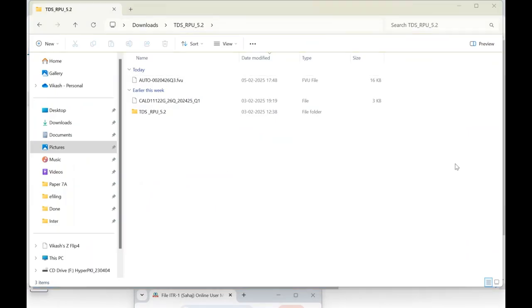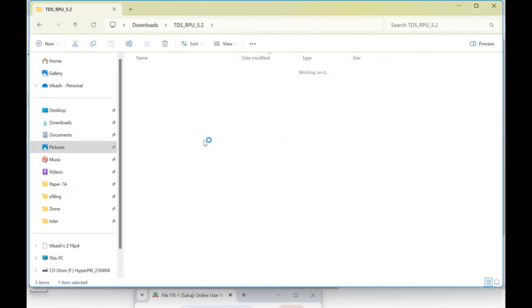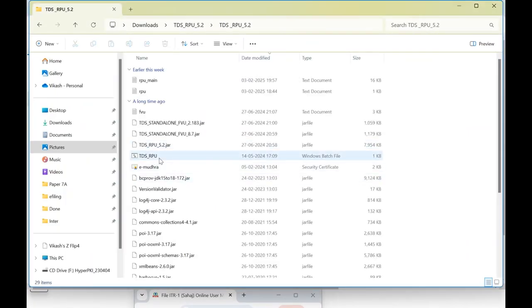For this, I will go to our software, which was downloaded yesterday in our last session. Here again, we will use this Windows batch file. Click over here.